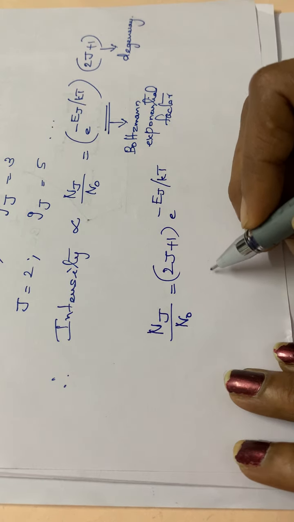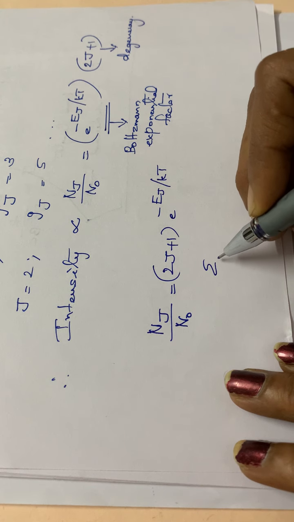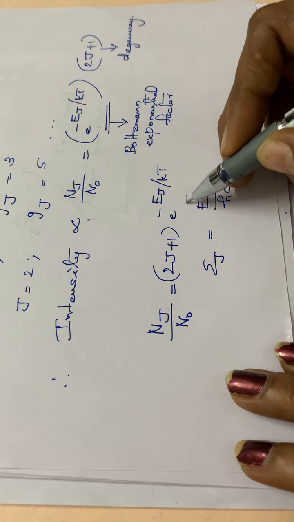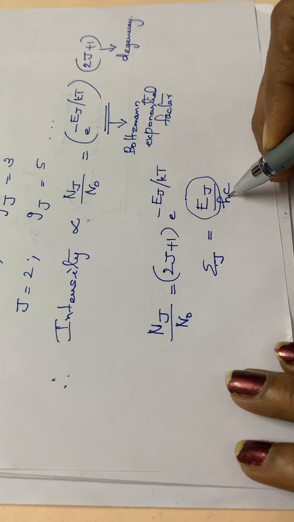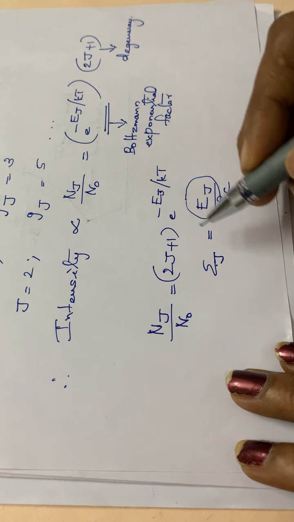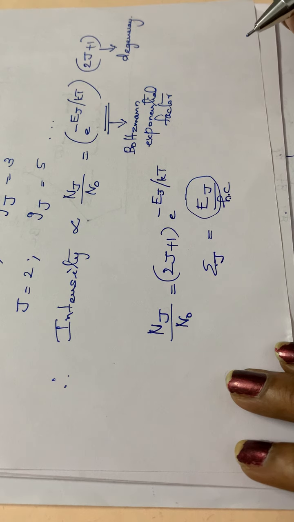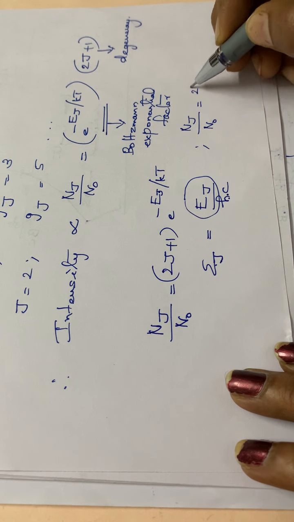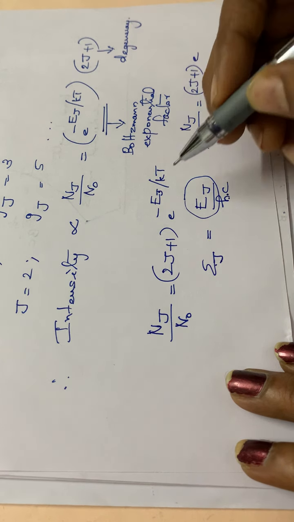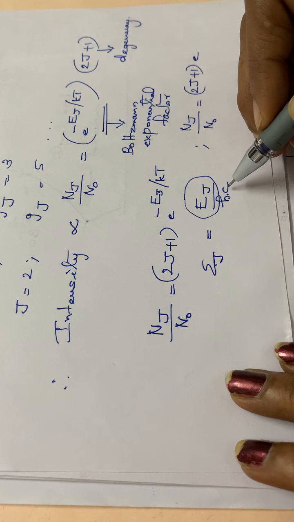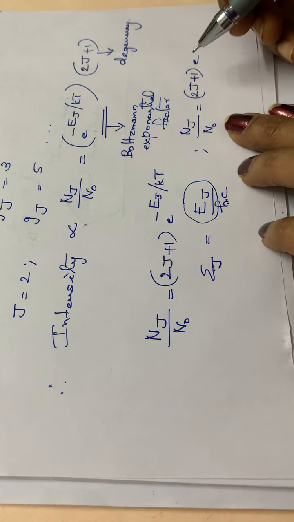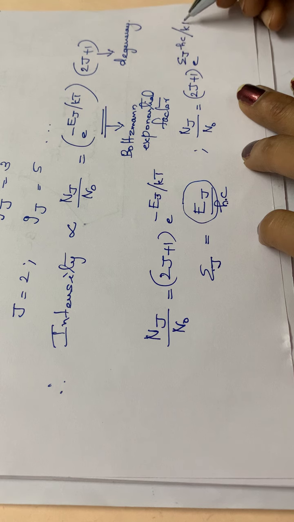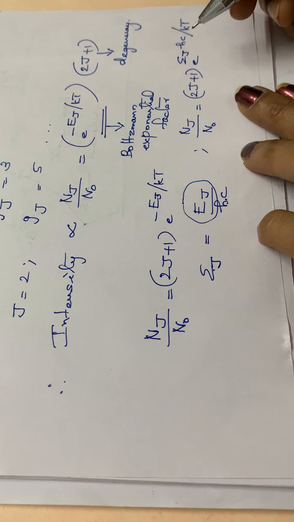Then again, there is a relation connecting epsilon j and Ej, isn't it? Epsilon j is equal to Ej divided by Hc, or we can say that Ej is equal to epsilon j into Hc. So therefore we can substitute for Ej as epsilon j into Hc. So again write the equation: Nj by N0 equal to 2J plus 1 into e raised to, instead of Ej, epsilon j into Hc divided by Kt. Again, what is epsilon j? It is B into J plus 1.